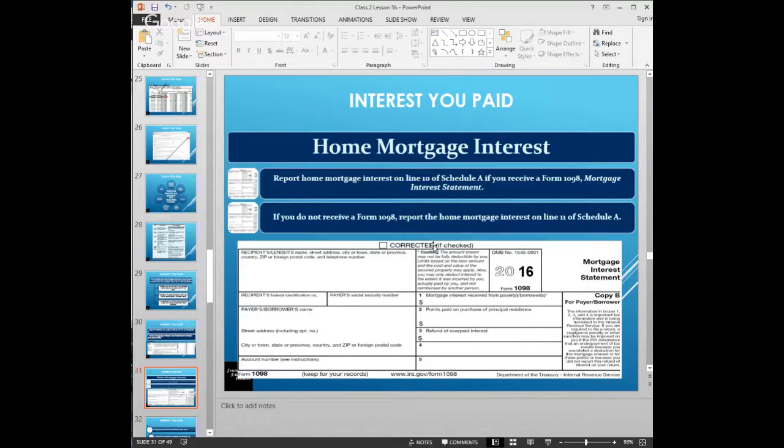Mortgage interest is reported on a Form 1098. So this is what it looks like. And in most instances, taxes that you paid as well. If you do not receive a Form 1098, you report the interest paid on line 11 instead of on line 10, and you need to add additional information such as the tax ID number of the person or business that you pay your mortgage to.